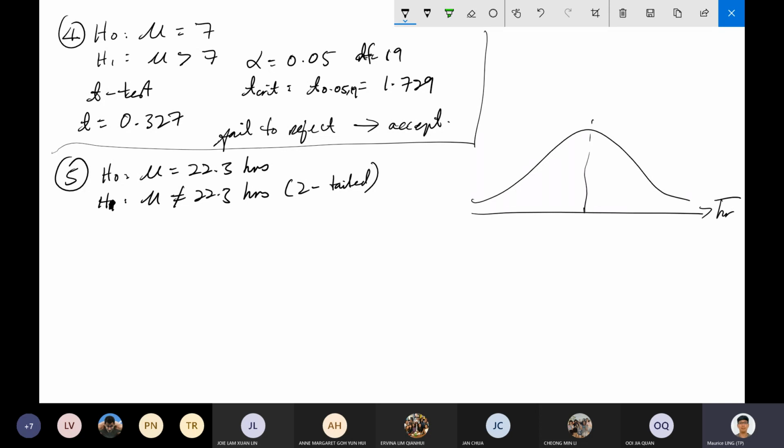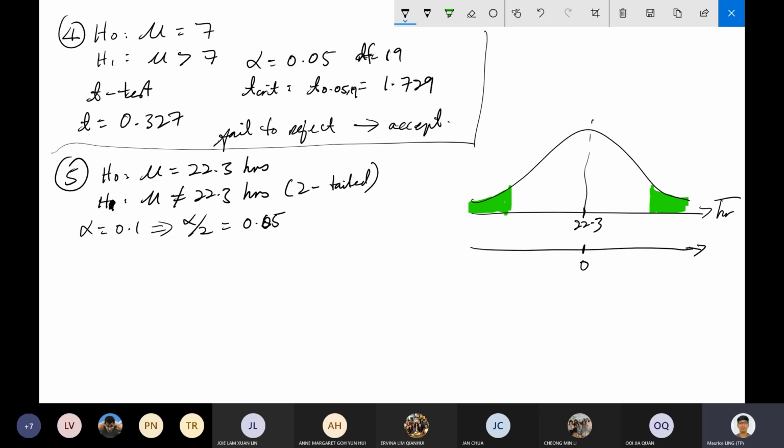Here is 22.3. Okay. Go back to your distribution. This is 0. So what you want is a border that is smaller and larger. Okay. And because alpha given to you is a 10% significance level, so it's 0.1. Therefore, alpha divided by 2 is 0.05.